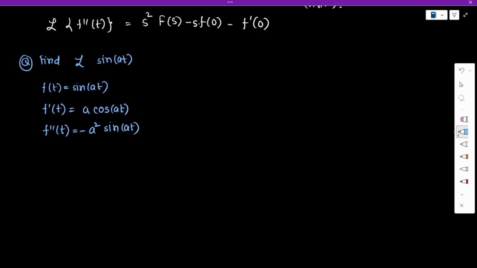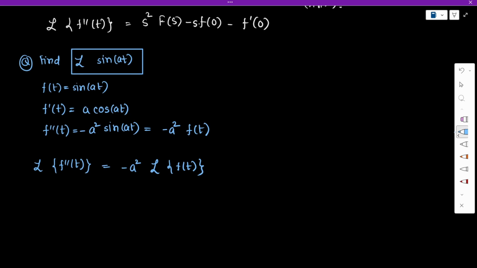Okay, so now if we take the Laplace transform of the double derivative of this one, why are we taking the Laplace transform of the double derivative? Because we can express the double derivative as negative a square times f(t). So if we take the Laplace of the double derivative of the function f(t), then we can easily say it is negative a square times the Laplace transform of f(t), and we are trying to find the Laplace transform of f(t). Okay, so that's the reason behind taking the Laplace transform of the double derivative.